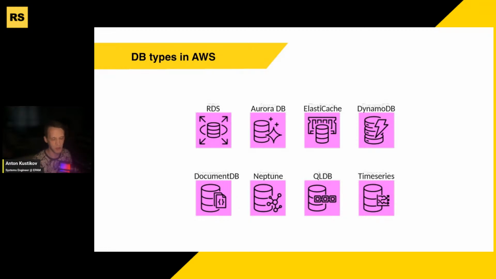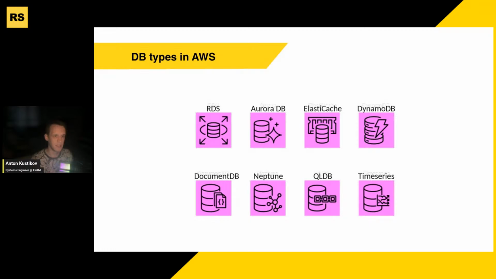Sure, you will have an option to make backups, but in case something happens with this particular replica, AWS will just run the failover process, and your database will be accessible no matter what happens with the replica, which was, let's say, the main one.